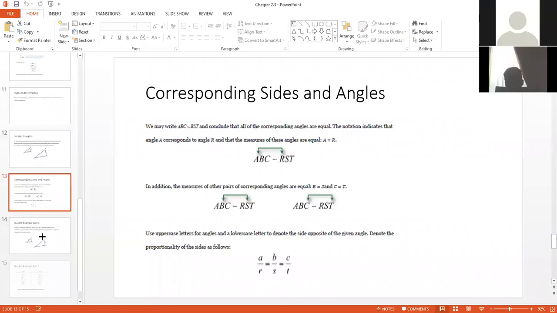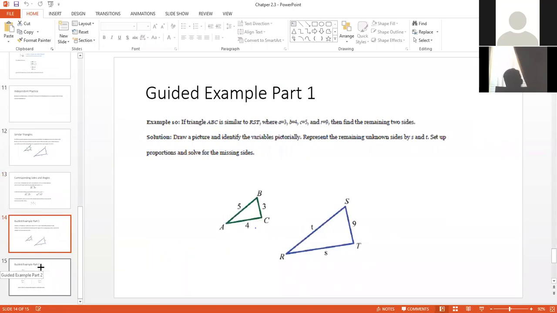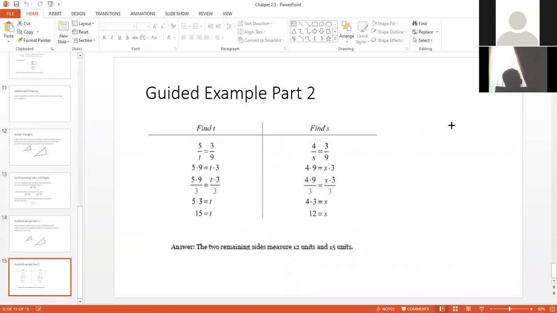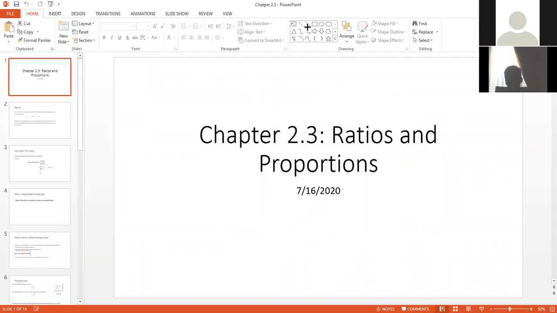Okay. So I went over guided examples. Did anyone have any questions about ratios and proportions that they didn't have time to ask? If you do, then type in the chat.